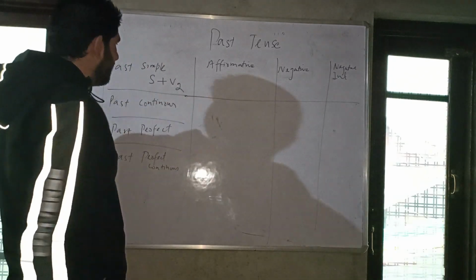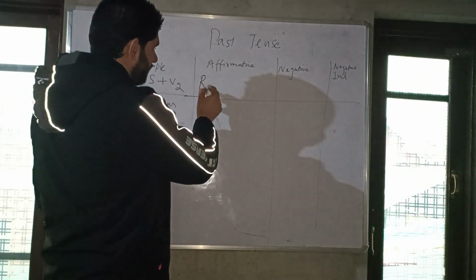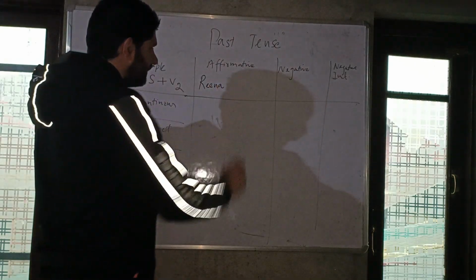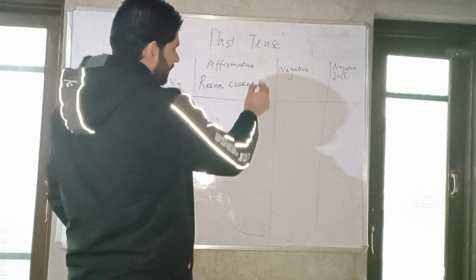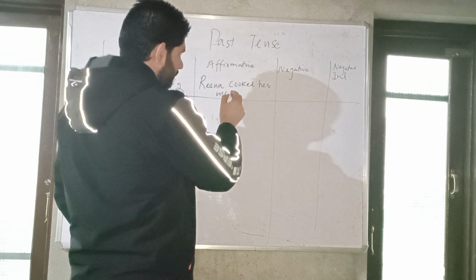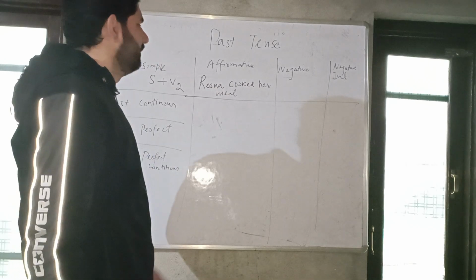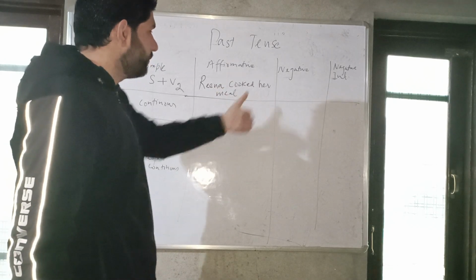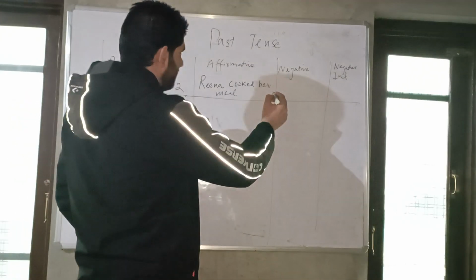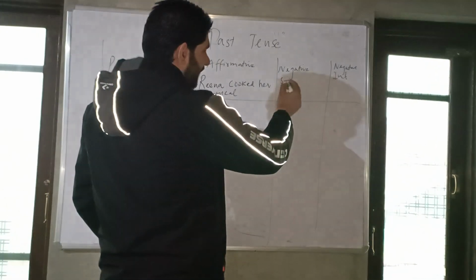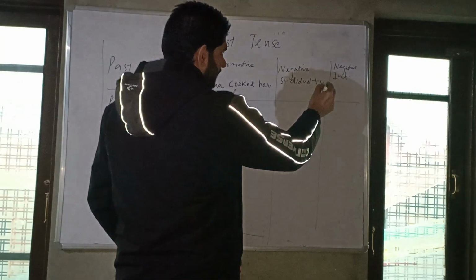For example, let us see S plus V2 in affirmative. For example, Rina cooked her meal. So we have used the second form of the verb. Rina cooked her meal. Now, why don't we use the second form here in the negative case? See why? Because here the structure will be like this: S plus did not plus V1.